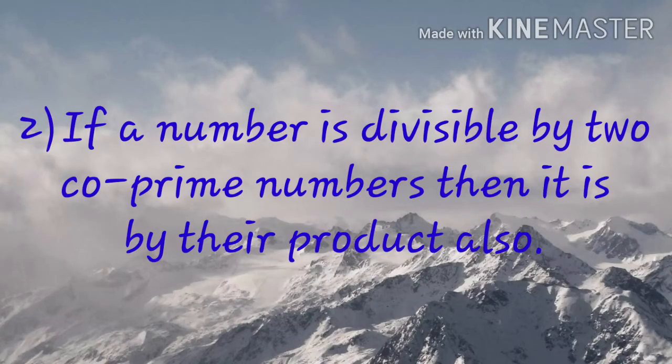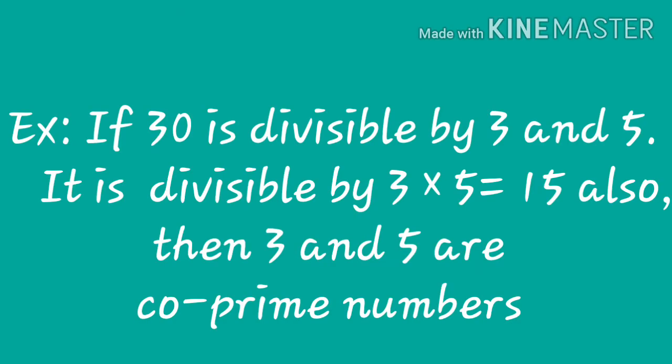Next one: if a number is divisible by two coprime numbers, then it is divisible by their product also. Coprime numbers we already discussed. Coprime numbers are two numbers having only 1 as a common factor. For example, if 30 is divisible by 3 and 5, it is divisible by their product 3 into 5 equal to 15 also. 3 and 5 are coprime numbers, so 30 is also divisible by 15.